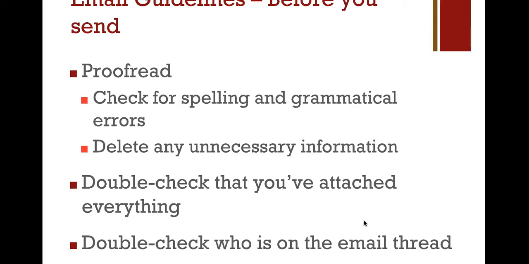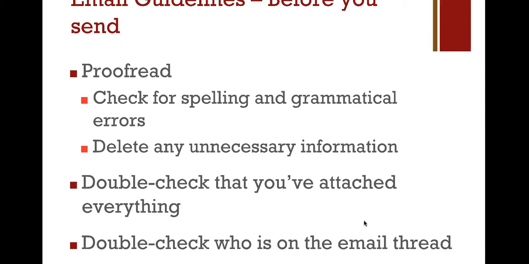A good way around that, something I try to practice, is before I start typing the email, I'll attach what I know I want to attach right away. That way I don't accidentally press send without attaching it, because it happens, but again, you want to try and give that professional impression.